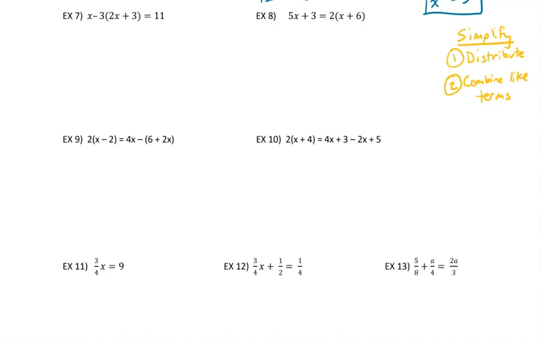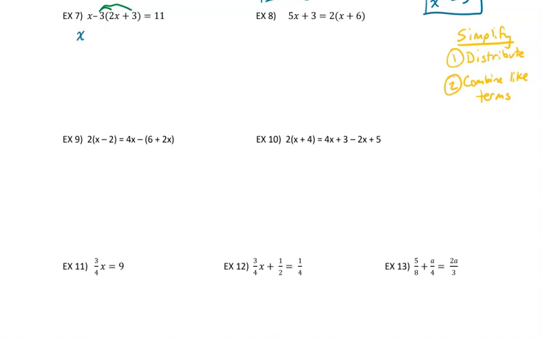Right? Now, keep in mind, we're simplifying both sides separately, though. As in, for example 7, this 11 is on its own side. We can't combine like terms with the 11 with anything on the left. Okay, so to show you what I mean, first thing we need to do is distribute so that negative 3 is going to multiply by everything inside.